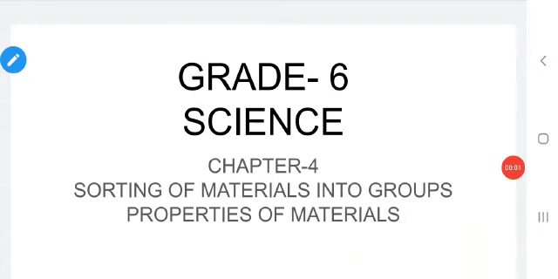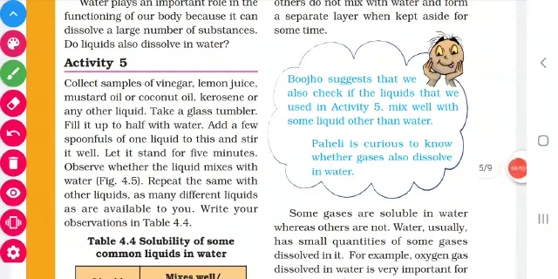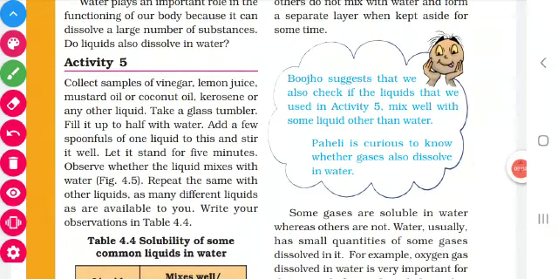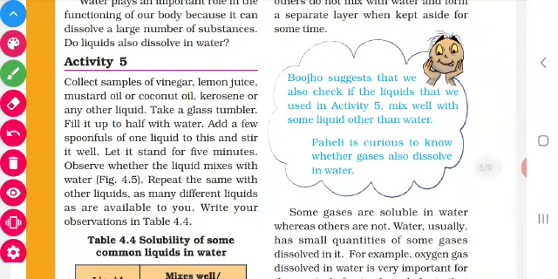Grade 6 Science, Chapter 4, Sorting of Materials into Groups, Properties of Materials. Dear children of grade 6, welcome to the science class. Before starting today's class, let us recall what we have learned in our previous class. We learned about appearance and solubility, and how to sort materials based on appearance, solubility and so on.